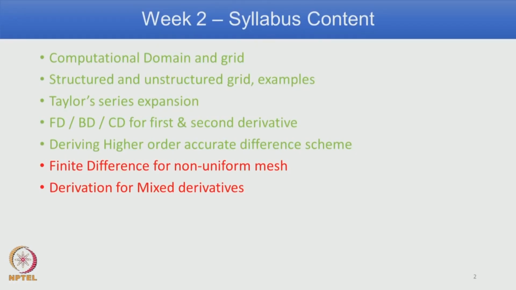Greetings to you all. We are now on to module 4 of this course. In this week, we have seen so far finite difference schemes and how to obtain forward, backward, and central difference schemes for the first derivative, and the same way to get higher order finite difference formulas. In today's class, we will particularly find out how to get the derivation for a non-uniform mesh, how to get the mixed derivative, and how to obtain finite difference formulas for higher derivatives.